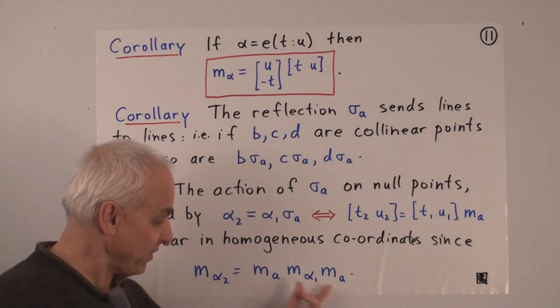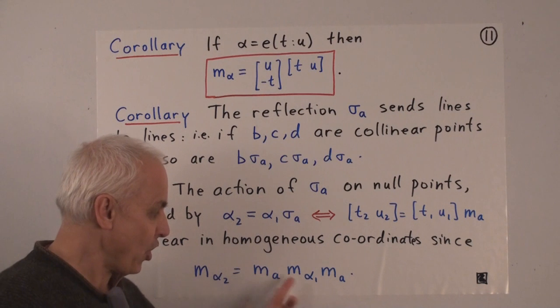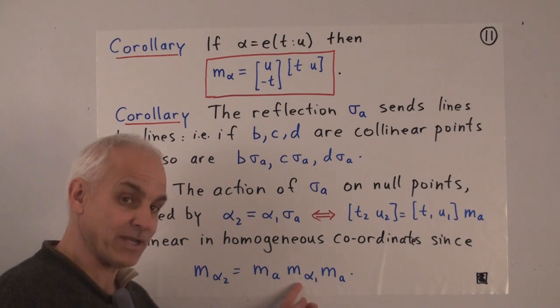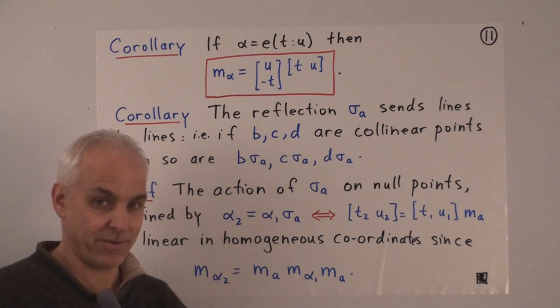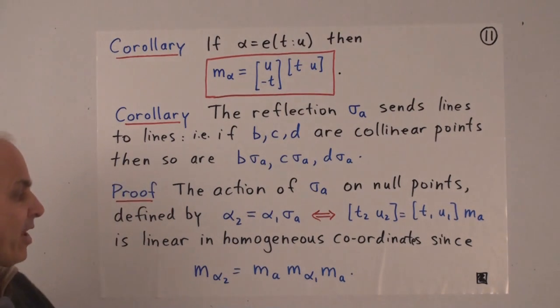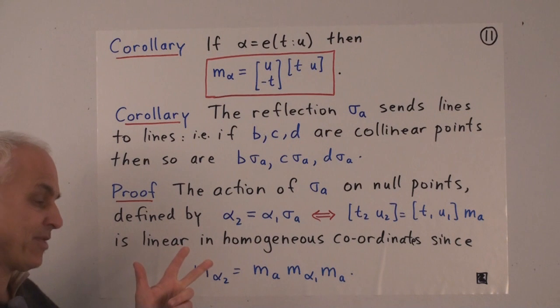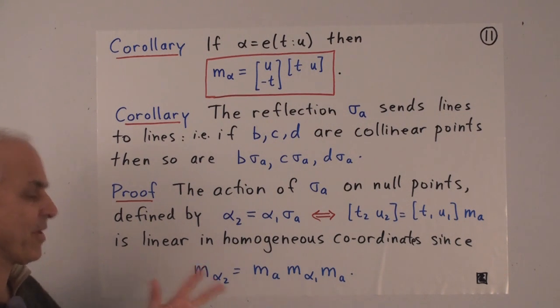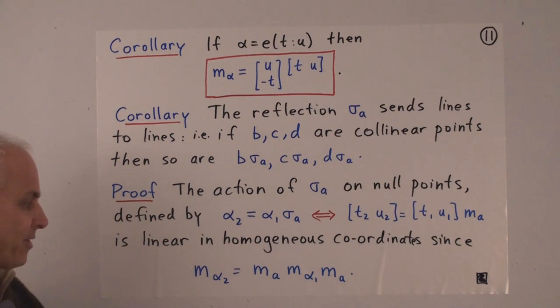In other words, if you think of this as a function of the entries of this matrix, it's a linear operator. And the fact that it's a linear operator implies that three things that are collinear go to three things which are collinear. So I'll leave that a little bit to you to think about. It's a little bit more advanced, I admit.